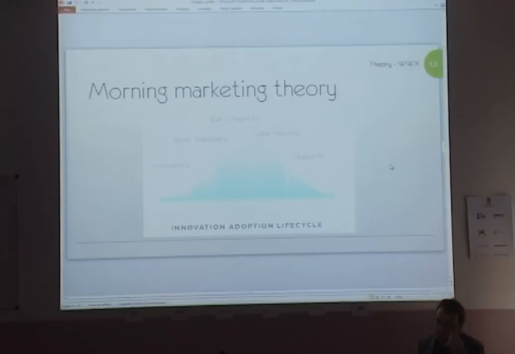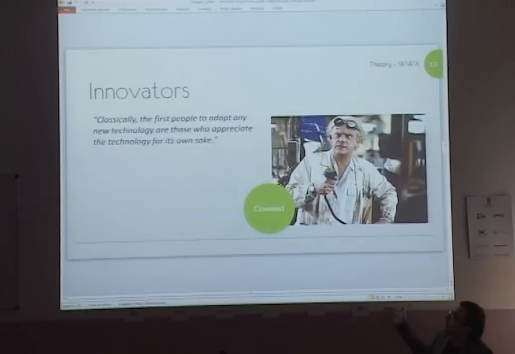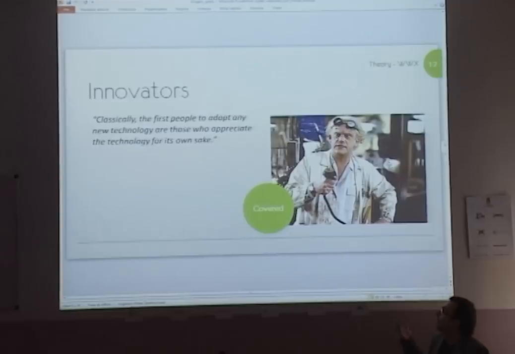And they divided the market into some groups, like the innovators and the adopters and the majority and some other people that I'm not going to talk about. And I think it might help to figure out who's who in here and how you can get the different groups to hook on Haxe. So the first part is innovators. Classically, the first people who adopt a new technology are those who appreciate it for its own sake. So I think we got that covered in the Haxe community.